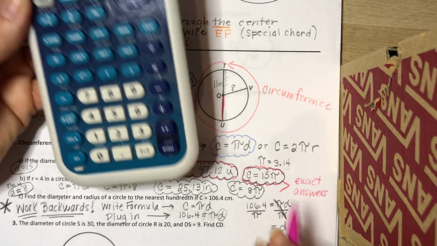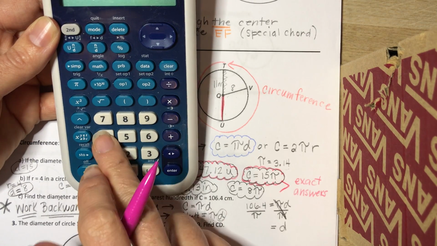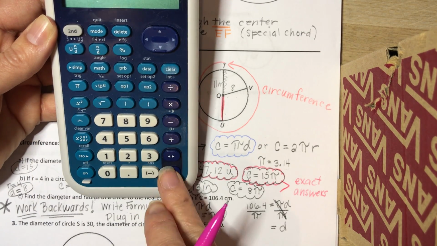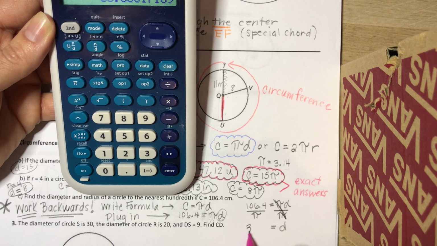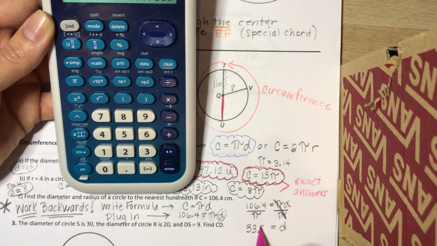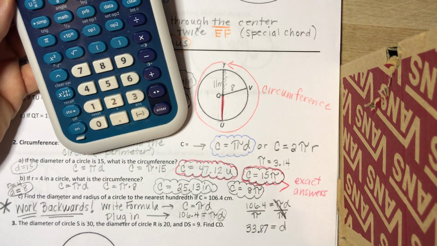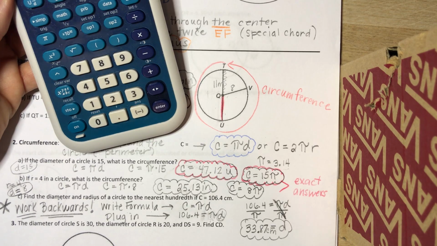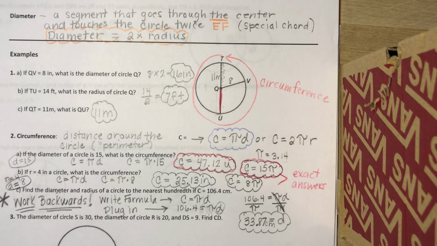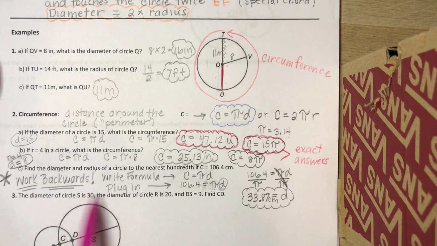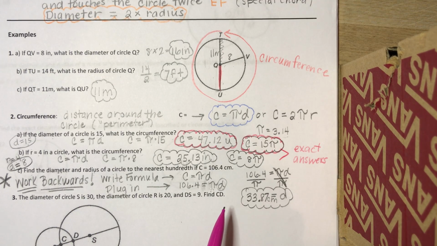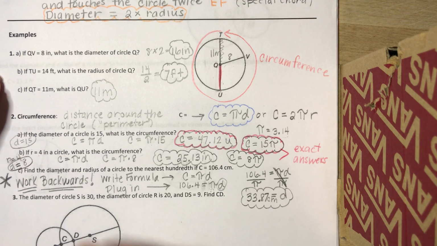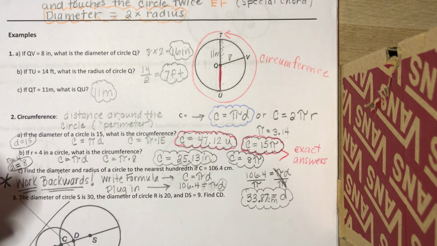Do this on your calculator. What's 106.4 divided by pi? 33.87, and we're talking in centimeters. That is your answer. So when you work backwards, make sure you have all of this written down. Okay? All right, what I want to show you, we're going to skip number 3 at the bottom here. All right? We're skipping that one.